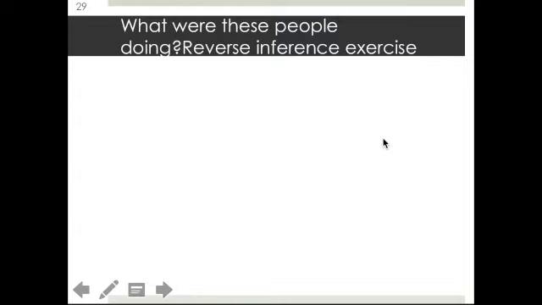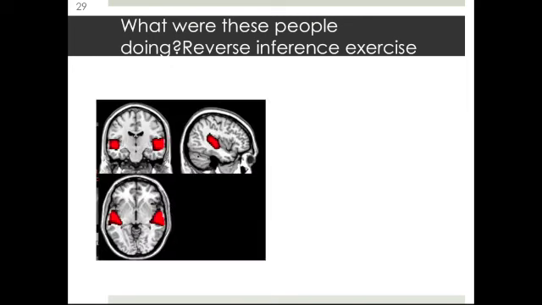Now, for this next exercise, I'm going to show you some brain images, and I'm going to ask you what you think these people are doing, right? Given these brain images, what do you think the people were doing? What was the stimulus they were given? So this is what we'll call a reverse inference exercise. So, okay, here we have, what's this?